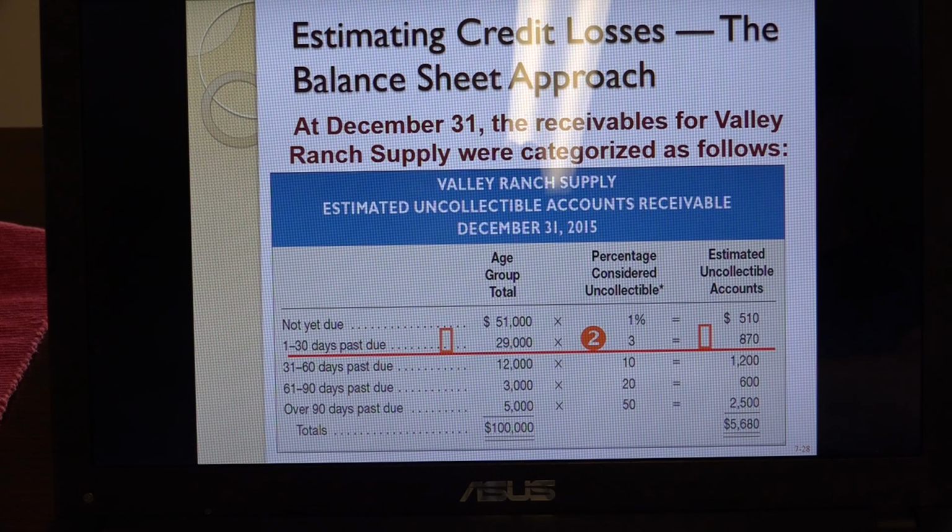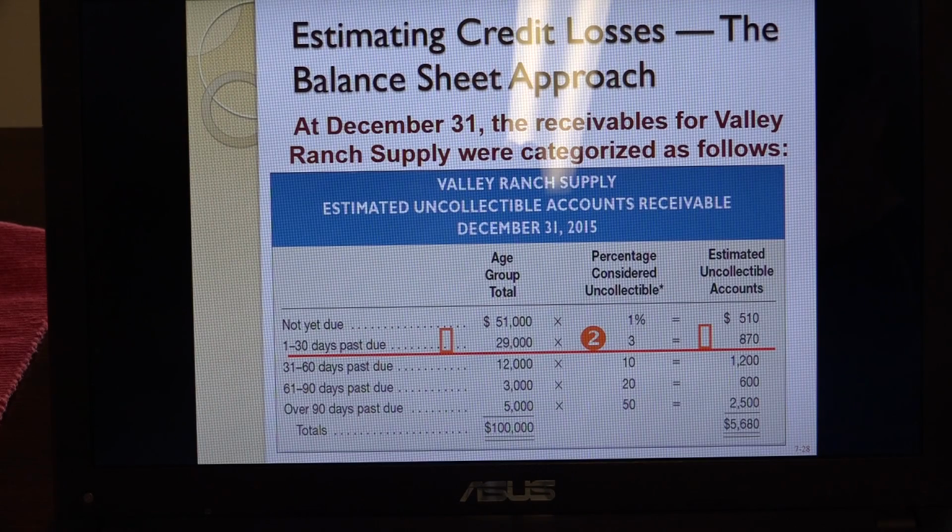In my experience, once it gets over 90 days past due, it's more like 80 or 90% uncollectible, but hey, that's just me in the business I was in. So once it gets there, chances of collecting get pretty slim. Let's just say that.